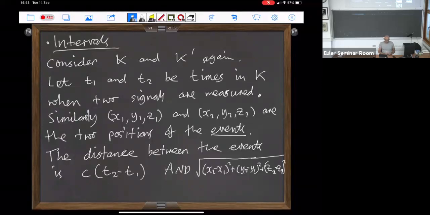Now, there are two measures of the distance between these two events. One is you just take the difference in time, which is t2 minus t1, and then you multiply by the speed of light. That gives you the distance. On the other hand, you can take the Euclidean distance in space between them. So you just take x2 minus x1, take its square, and do the same for y2 and y1 and z2 and z1. And that gives you a distance.